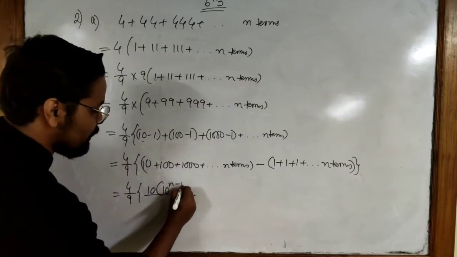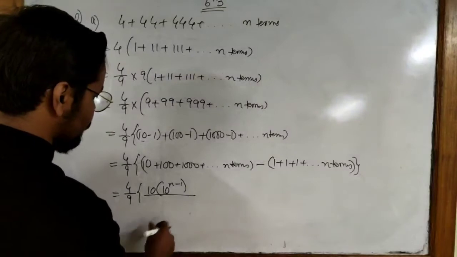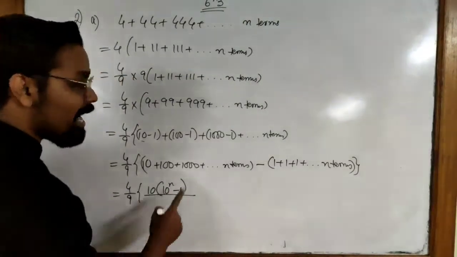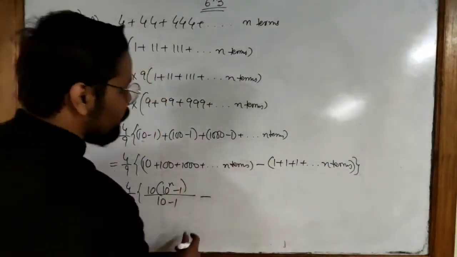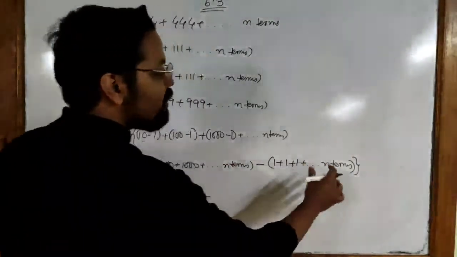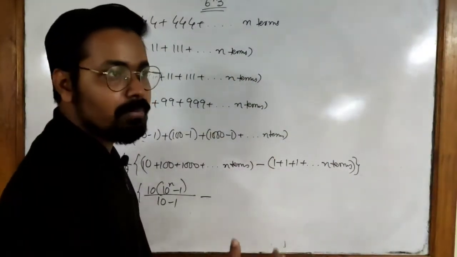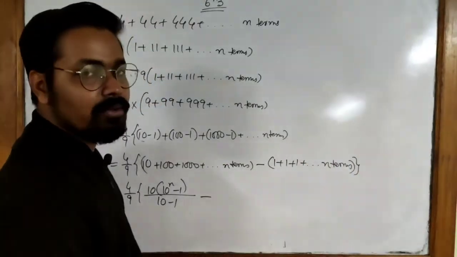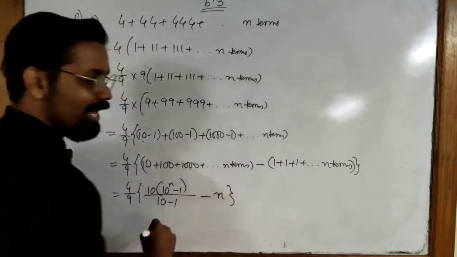n, we don't know what n is. So 10 into 10 to the power n minus 1. And the denominator will be r minus 1, that is 10 minus 1. If you keep on adding 1 for n times, suppose you keep on adding 1 for 8 times, so 1 plus 1 plus 1 up to 8 times is 8. So the sum up to n terms for 1 will be n. So 1 plus 1 plus 1 up to n terms is simply n.